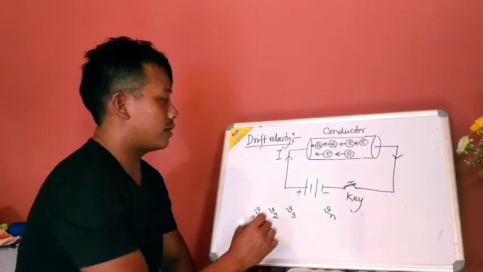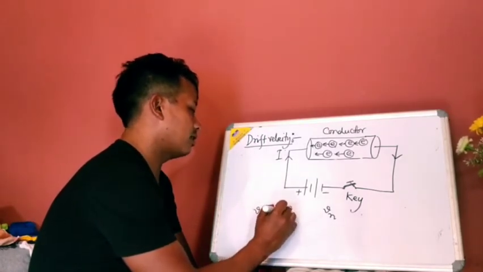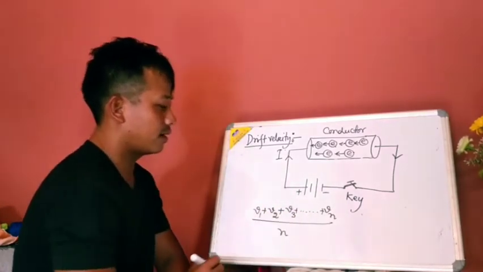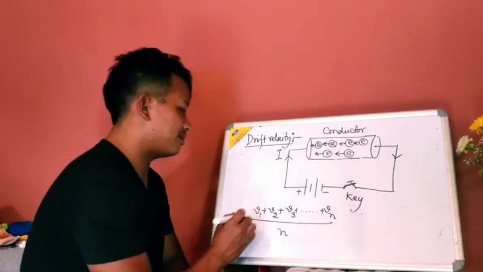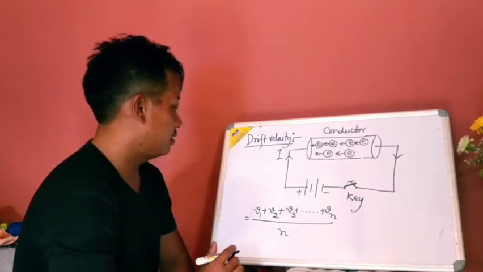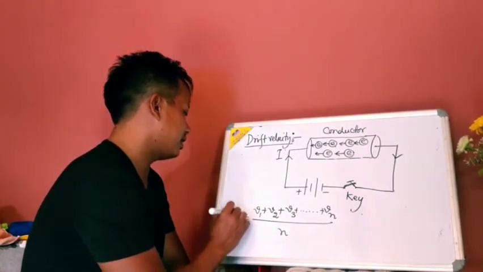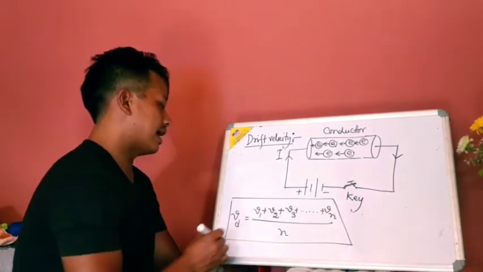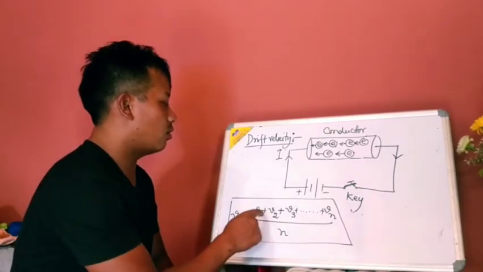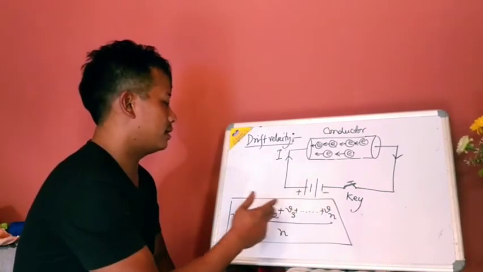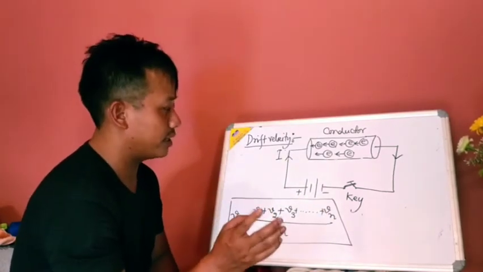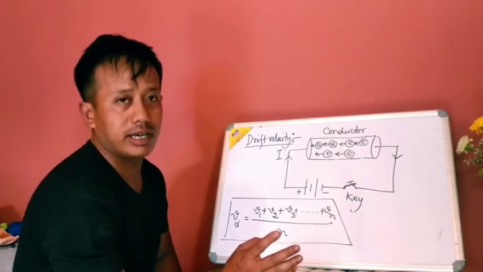Then you take the average: add up the velocities and divide by the number of electrons. This average velocity of the electrons, when you apply an electric field inside the conductor, is known as the drift velocity Vd. This drift velocity will not be zero, because these values are all positive, and when you add them and divide by the number of electrons, the result is always positive. So there is no way the velocity can be zero.